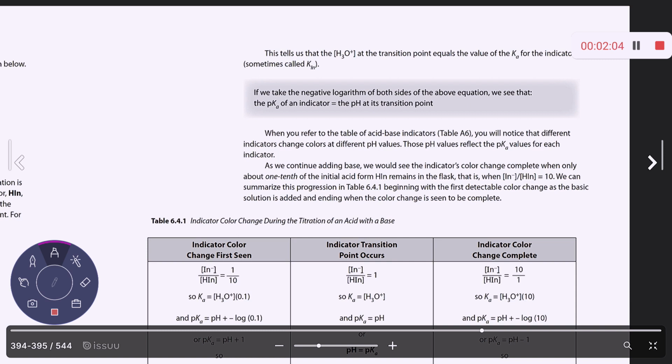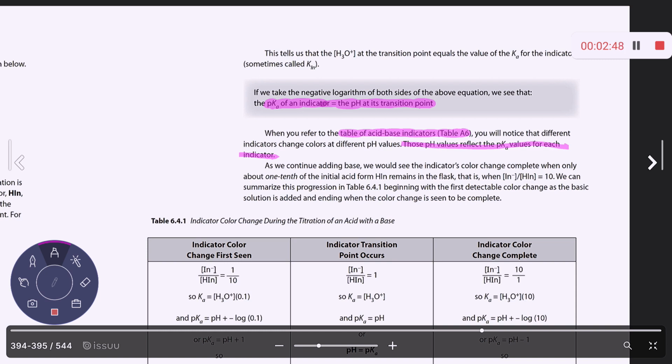You take the negative log of both sides of the equation, the pKa of an indicator will equal the pH at the transition point. The things that I'm highlighting are basically the things that you should really know, okay? There is a table of acid-base indicators at the back of your book. It is table A6. You may want to find it and earmark that page. It will show you that the indicators change colors at different pHs, and those pH values are the pKa values for each indicator. Okay, and then let's take a look at the table.